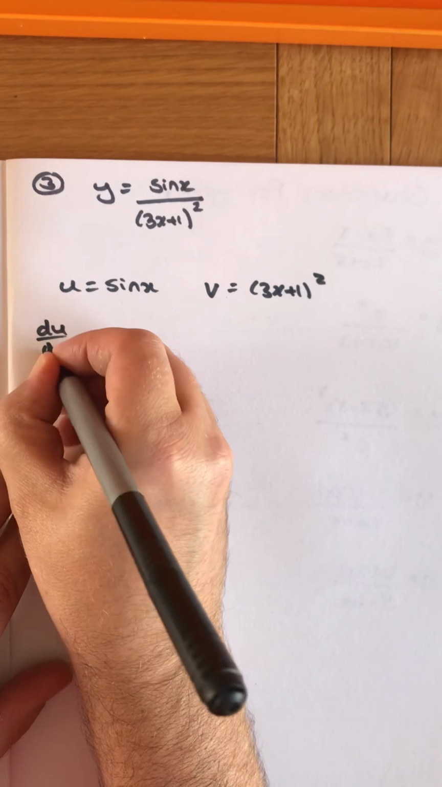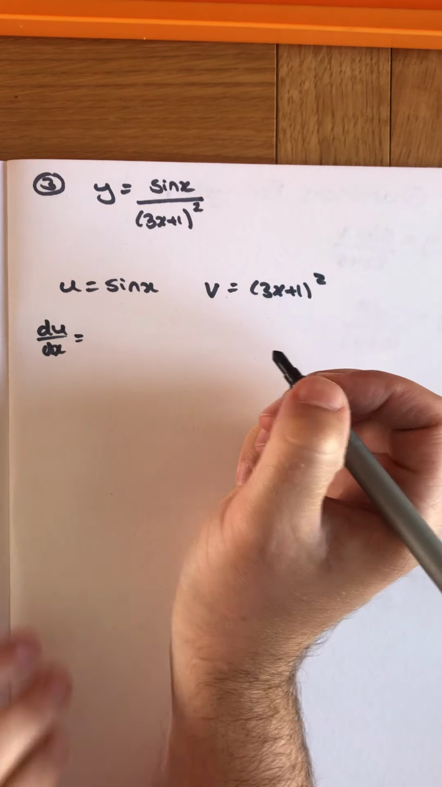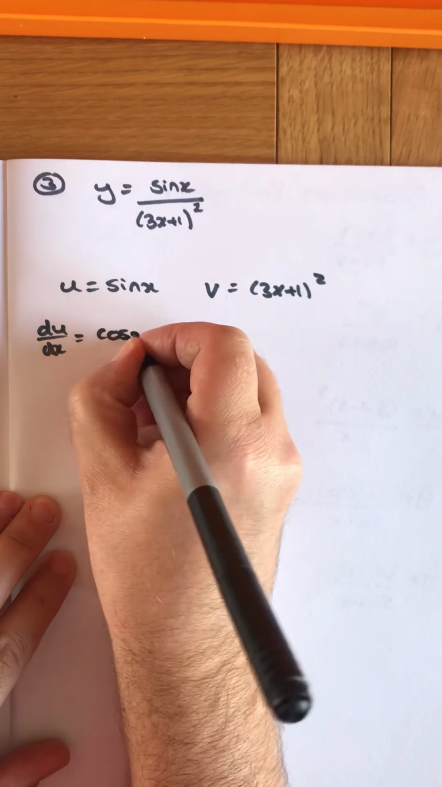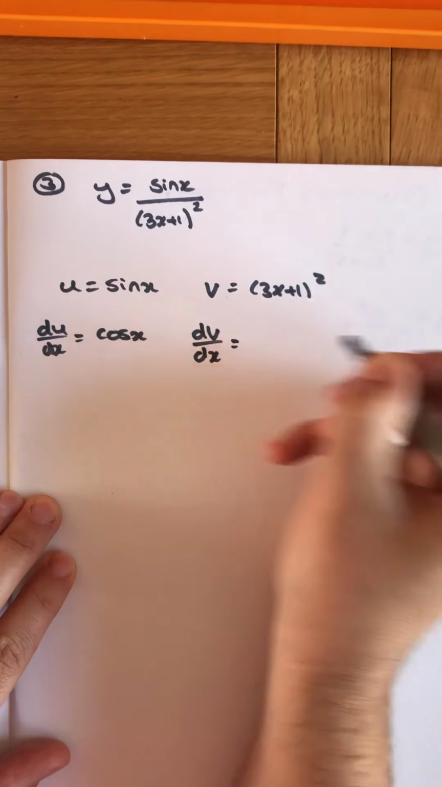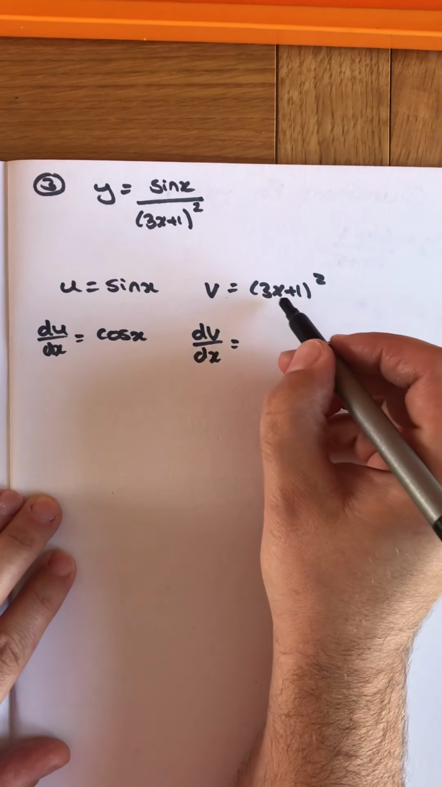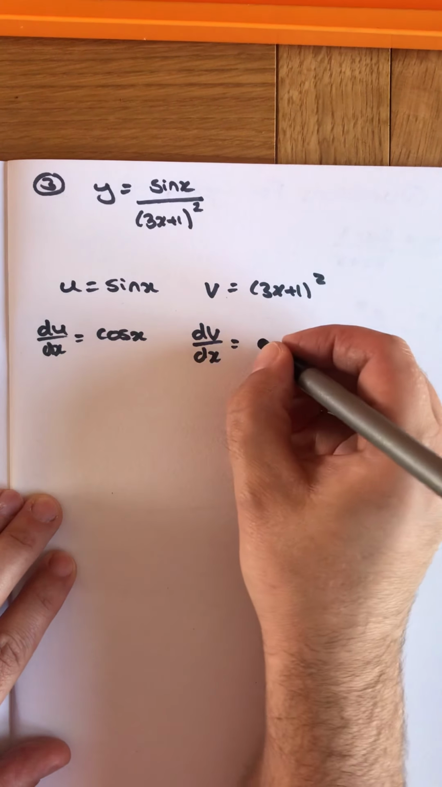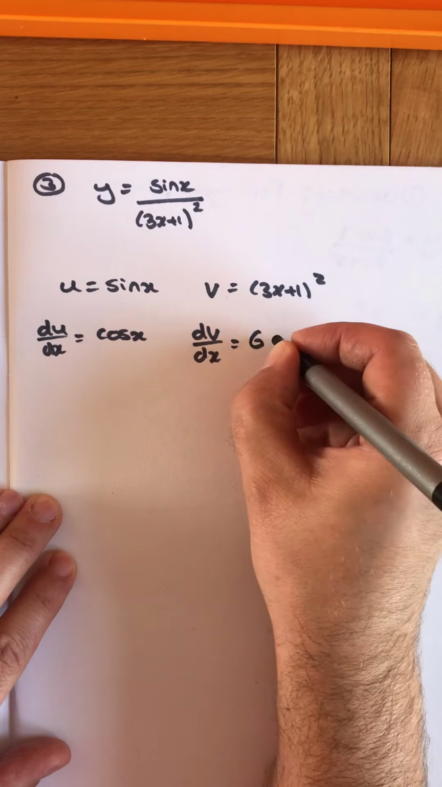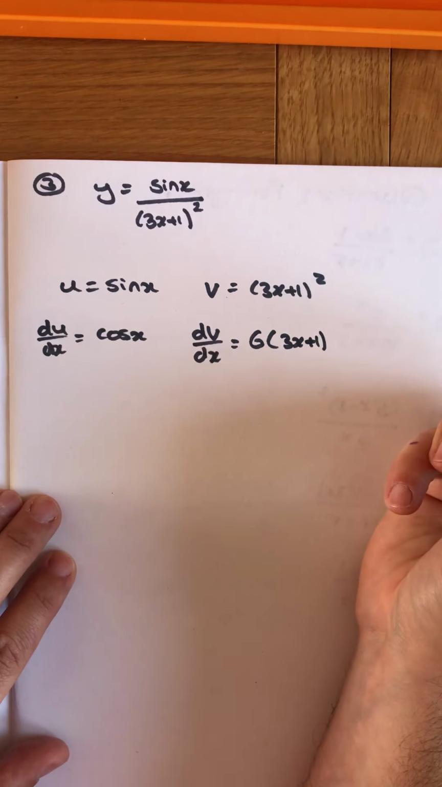So differentiate sine x. As always, keep pausing the video if you want to just think ahead as to what the answers are going to be. And then differentiate here. This is going to need a little bit of chain rule. It's a nice linear bracket, so I'm going to end up timesing the 2 with the 3 as it's the derivative of the bracket. So I'll have 6 lots of 3x plus 1 to the power of 1.